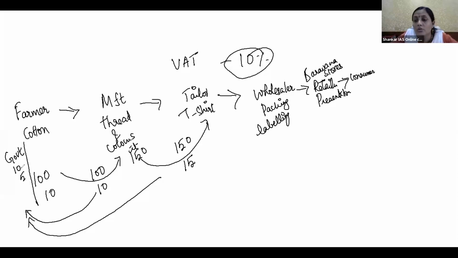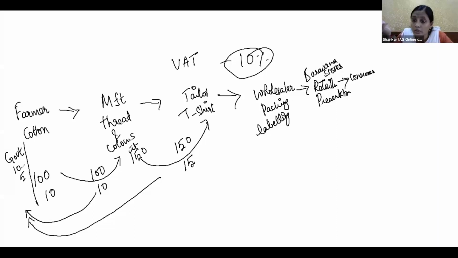Why only 5 rupees? His value addition to the product is only 50 rupees. What is 10% of the 50 rupees? It is 5 rupees. So I have taken 100 rupees worth of cotton. I made it into 150 rupees worth of thread. So as a manufacturer, I have added a value of only 50 rupees. So now if I call the value added taxation to the value what I have added to the product only, I have to pay the taxation. So how much value did I add? 50 rupees. So how much taxation should I pay? 5 rupees. So that is what I have written here.